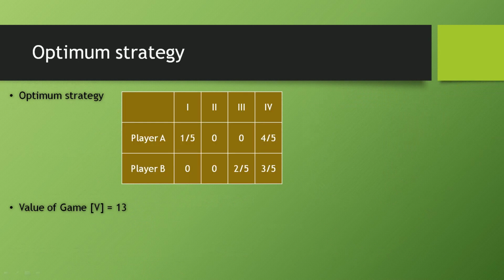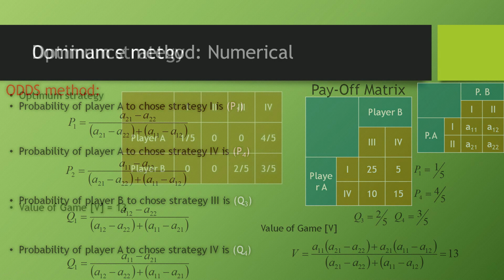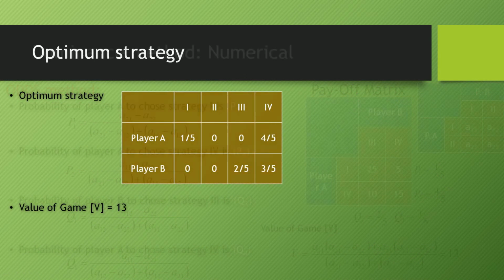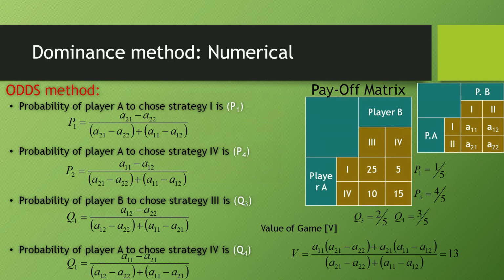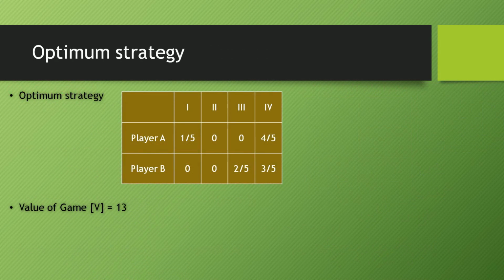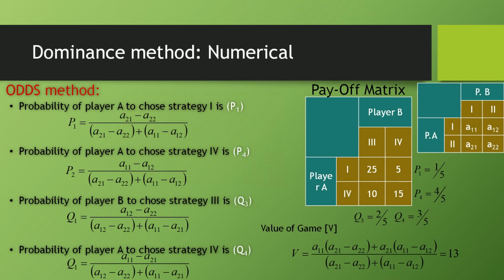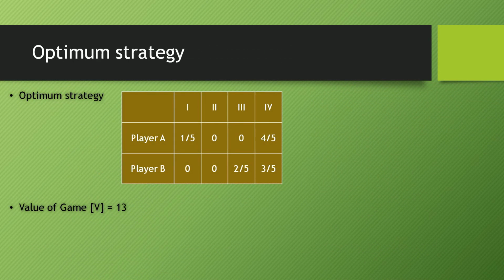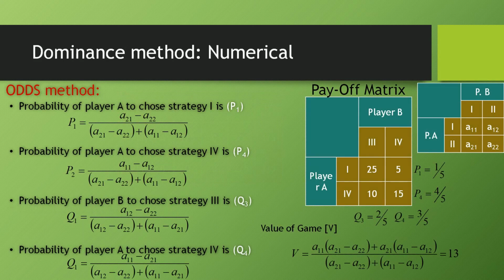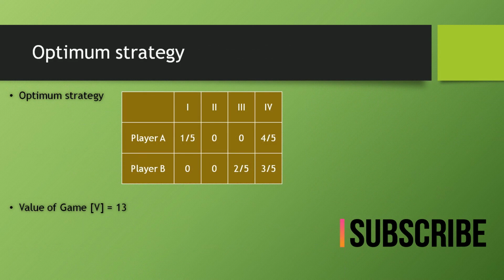Now the optimal strategy. Player A and player B both have 4 strategies, first, second, third and fourth. So P1 is 1 by 5, as P2 and P3 are deleted, they will be 0. P4 is 4 by 5. For player B, we have Q3 and Q4, so first and second are 0, 0. Q3 is 2 by 5 and Q4 is 3 by 5. The value of game is 30. So this is the answer.